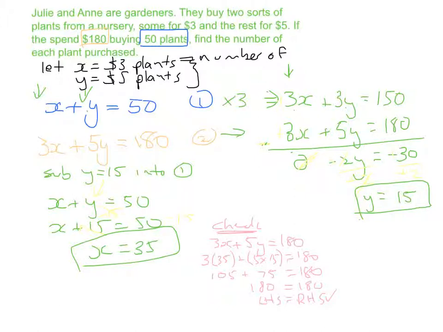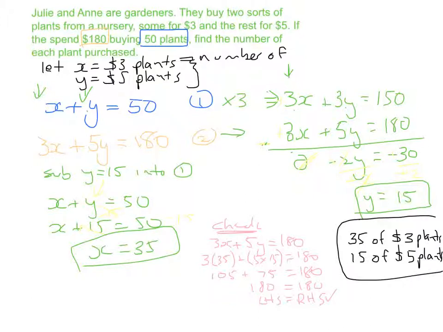So that tells us our answer. We're going to have x is 35, so we've got 35 of the $3 plants. And we have got 15 of the $5 plants. And that's our answer.